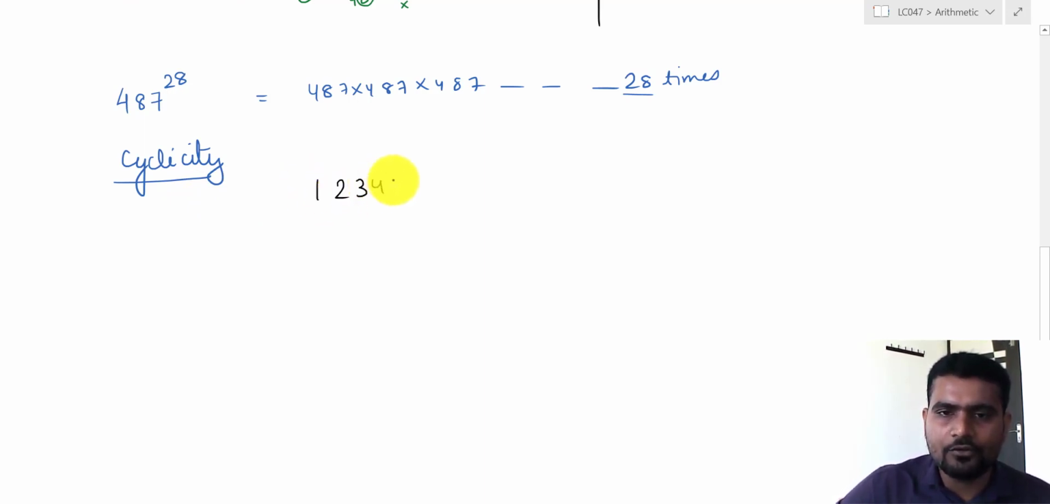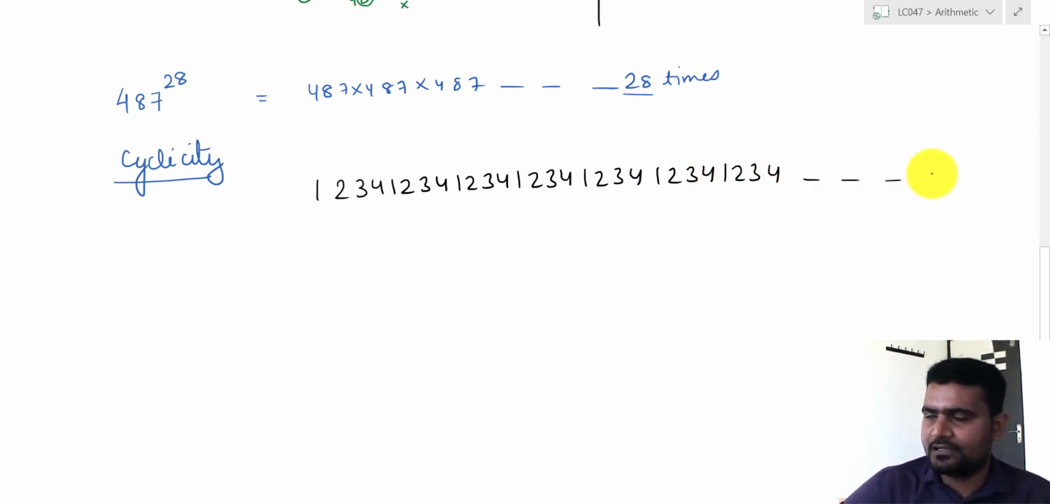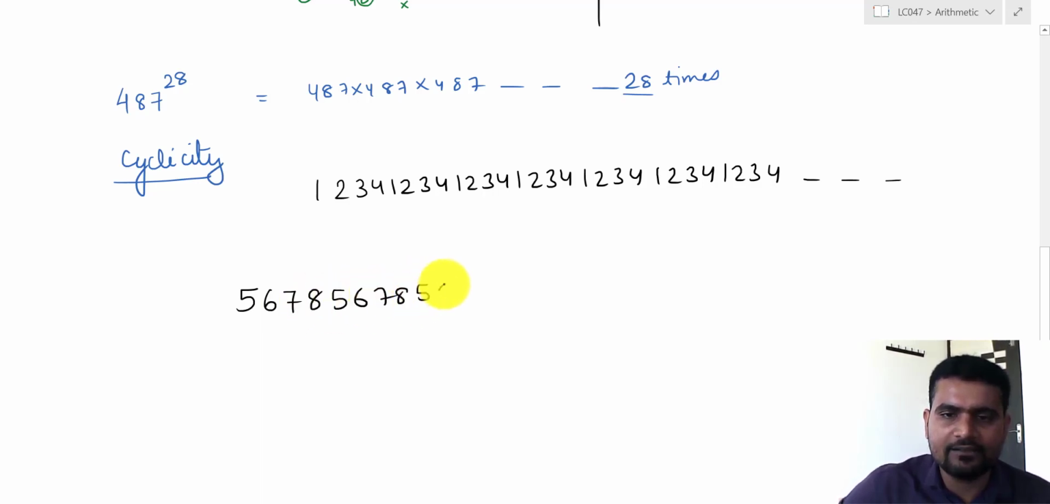1 2 3 4 1 2 3 4 1 2 3 4, like this. Or, because our remainder will be matching with the remainder, instead of this one, I'll take another. Suppose this: 5 6 7 8 5 6 7 8 5 6 7 8 5 6 7 8.